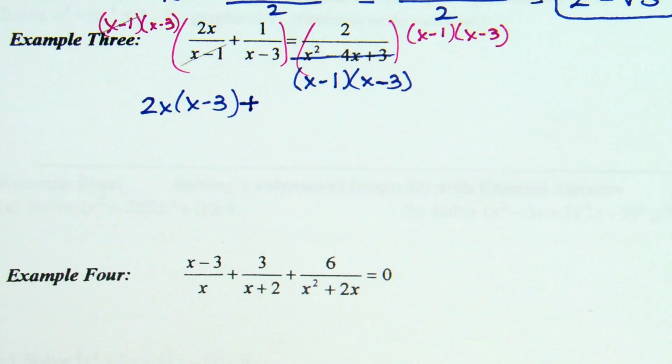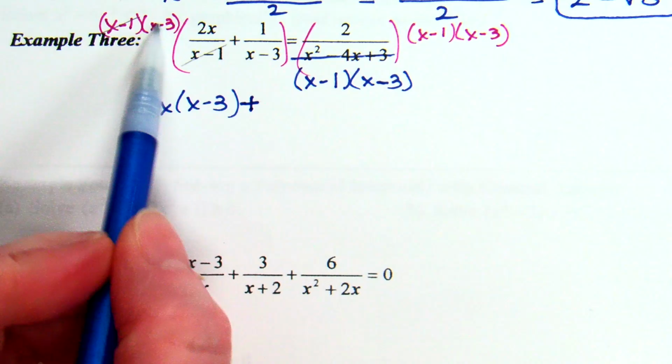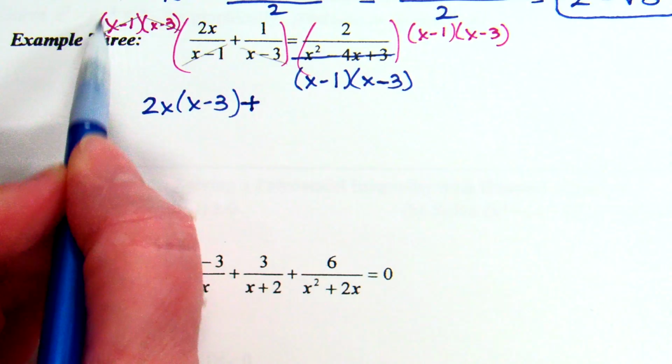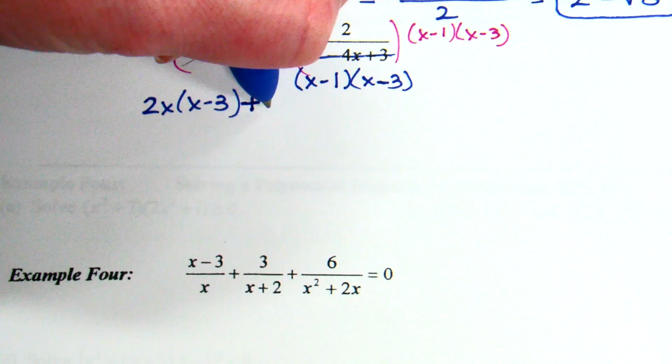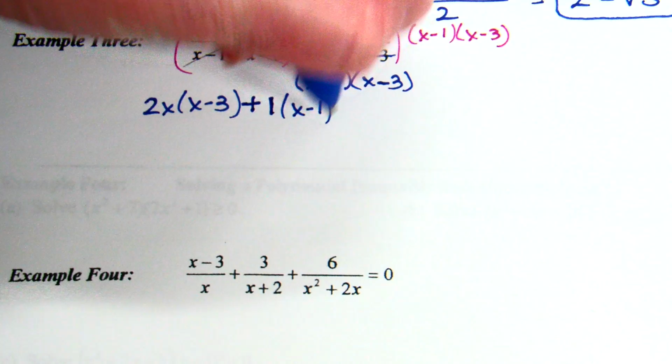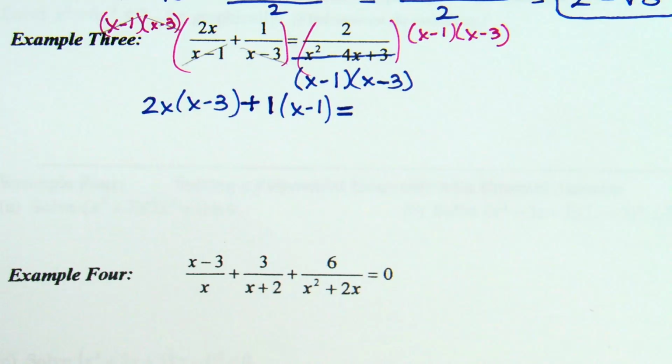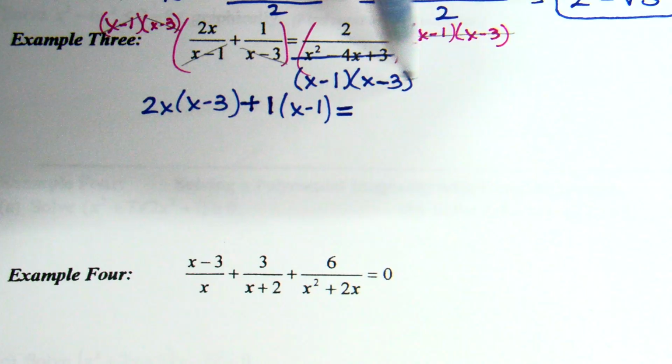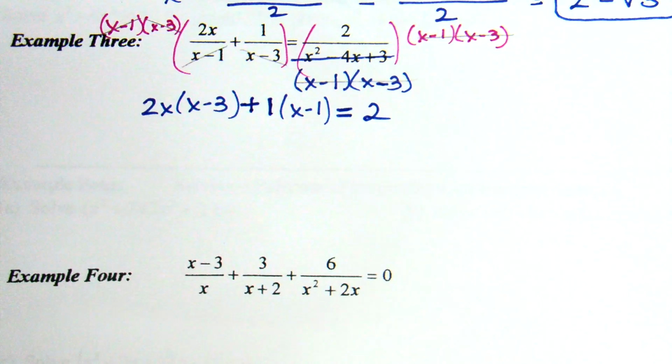Plus, second fraction. What happens with the second fraction? This time, x minus 3 cancels, and what remains? x minus 1 times my numerator of 1. So 1 times x minus 1 equals. What happens on the right-hand side of the equal sign? Oh, x minus 1, x minus 3, cancel. Leaving me with what? 2. Okay.